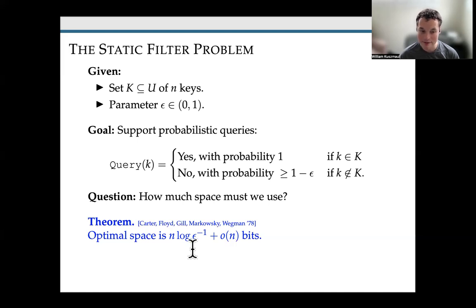So your space is a function not of the universe size from which the keys were drawn, but just of this false positive rate epsilon. And the space bound is very close to just n log epsilon inverse. Okay, so that's the static version of the problem.